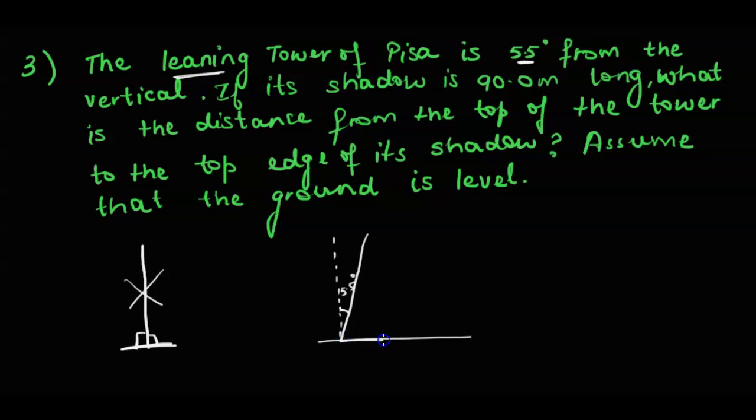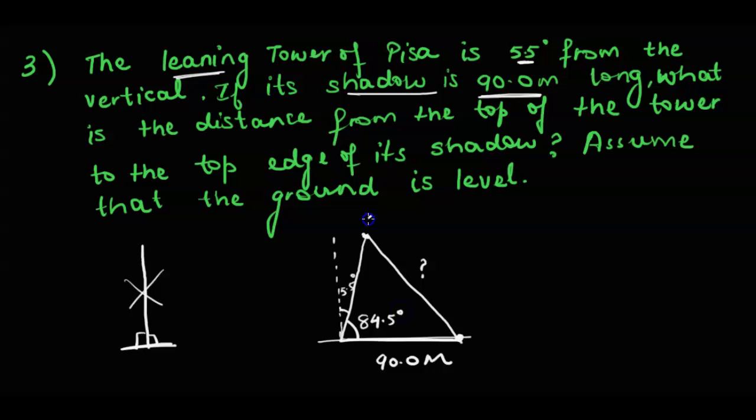However, the shadow is going to be formed on the ground. The question wants us to find out the distance from the top of the tower to the top edge of the shadow. That would be here. So we're looking for this as the unknown side, and we're given the shadow's length, because shadows are on the ground, to be 90 meters. Now, if you're given this angle to be 5.5 degrees, we know this inside angle would be 90 minus 5.5, because this whole thing would be 90 degrees. That would be equal to 84.5 degrees.